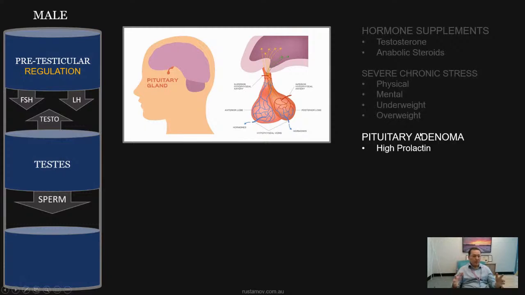The next problem, which is not very common, is a pituitary adenoma, where we have a benign growth in the pituitary, which can cause a disruption of, again, production of FSH and LH. And the last cause is a genetic condition called Kallmann syndrome. Due to a defect in the gene, the patients cannot produce FSH and LH hormones.